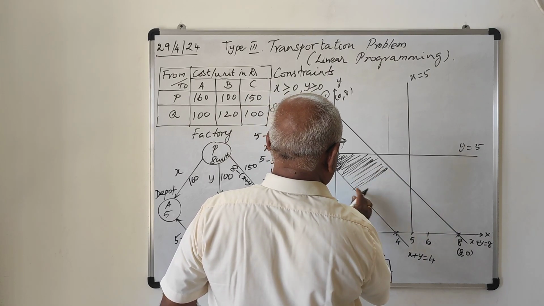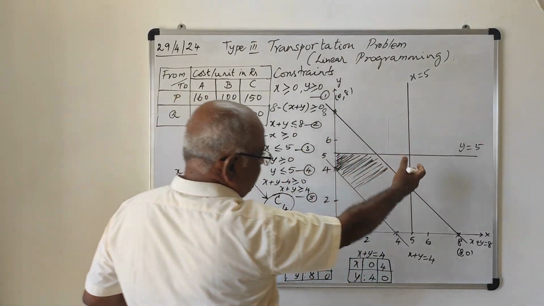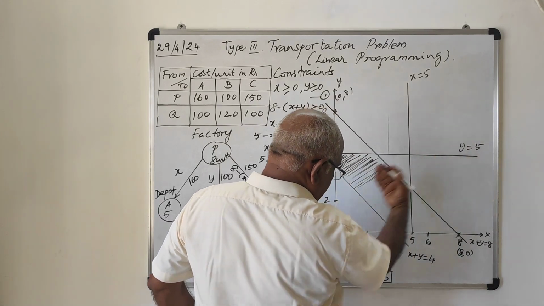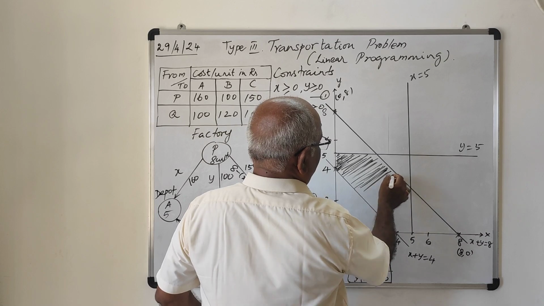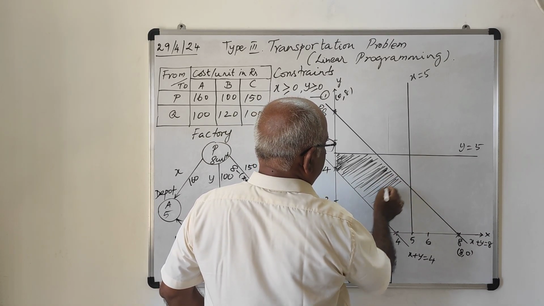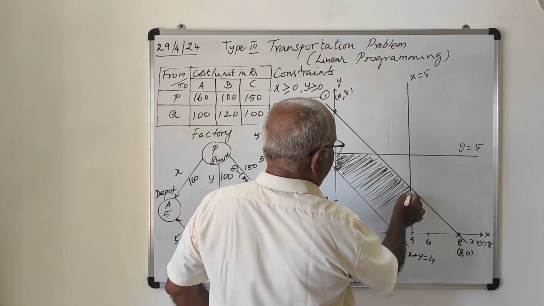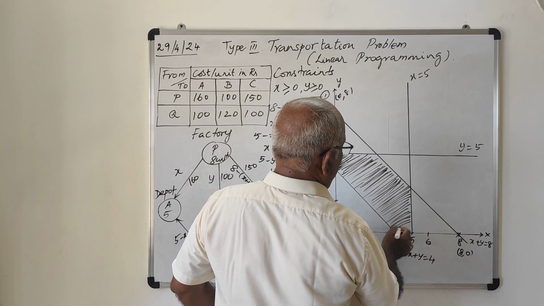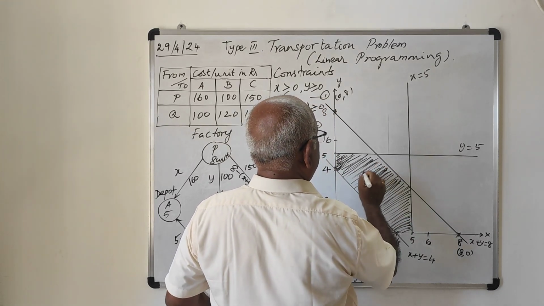x plus y greater than or equal to 4 is this region, and x plus y less than or equal to 8. x plus y equal to 8, less than or equal to means towards the origin, this side. So this is the bounded region, the feasible region for the solution. In between these 5 constraints is the required feasible region.